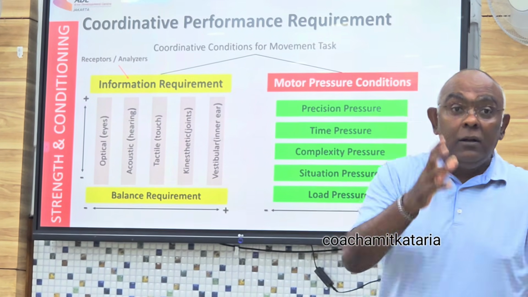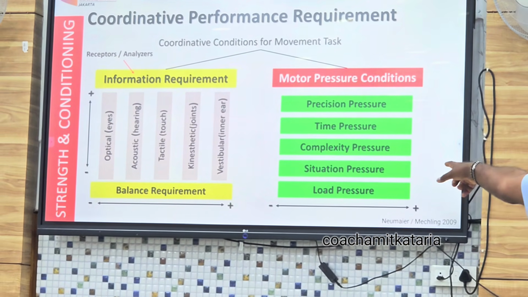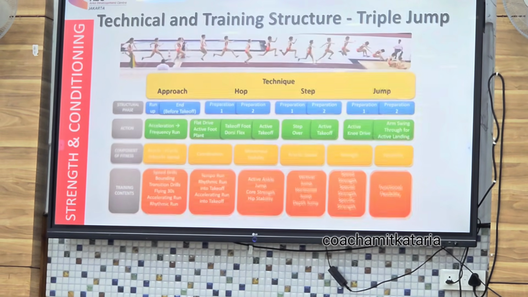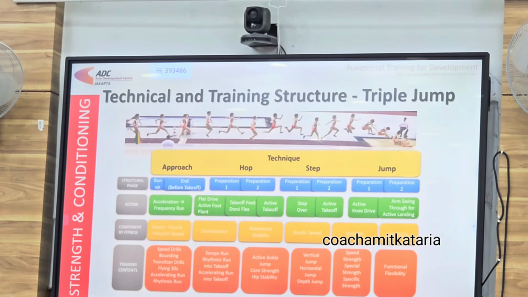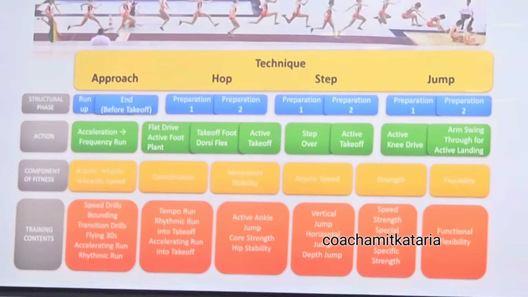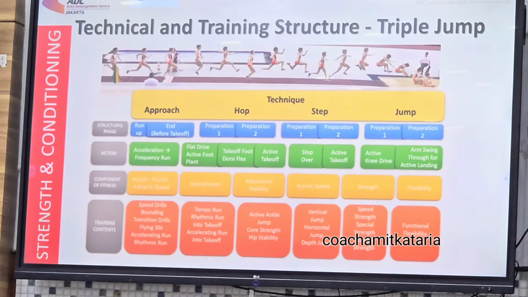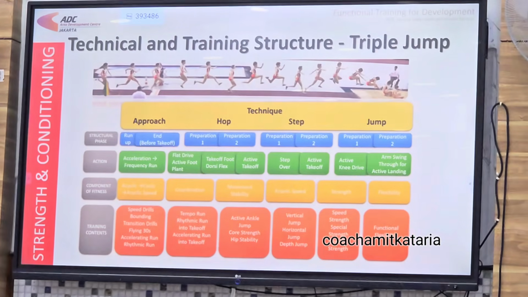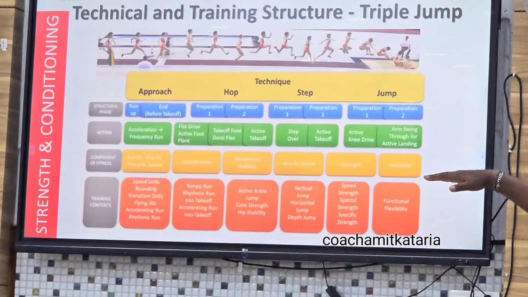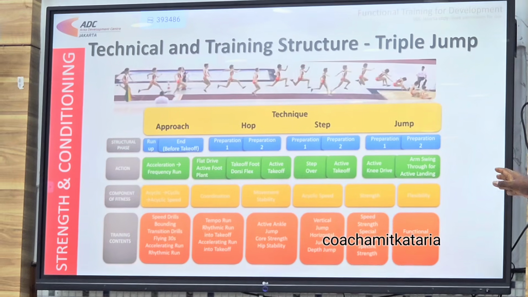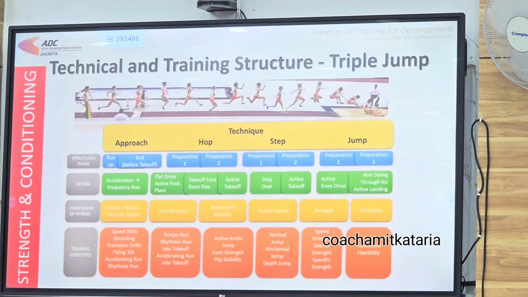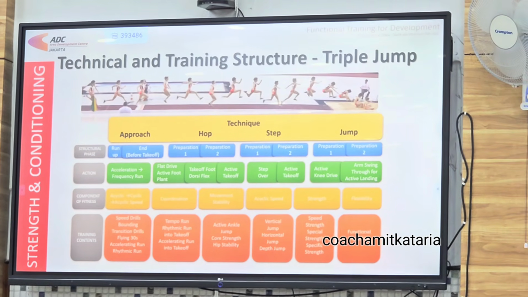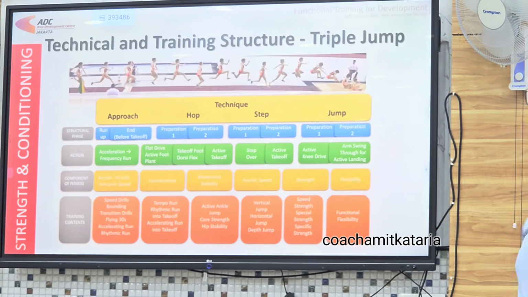Once I master that skill, I bring it into actual situation. This is how I will orientate my different parts structurally, to teach what I call coordination. We start on the top, triple jump, approach, hop, step, and jump. What are the structural phases? I have run up, I have the end of a takeoff, then I have preparation 1, preparation 2. Preparation 1 means coming down. Preparation 2 means I'm going forward. So that's the second one.